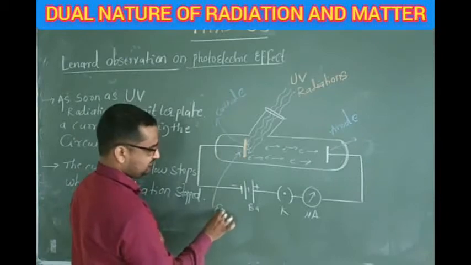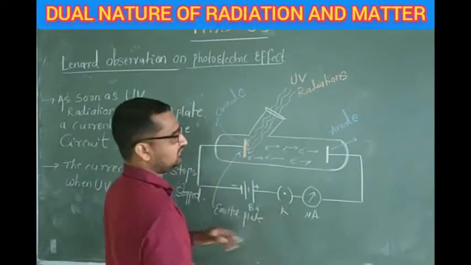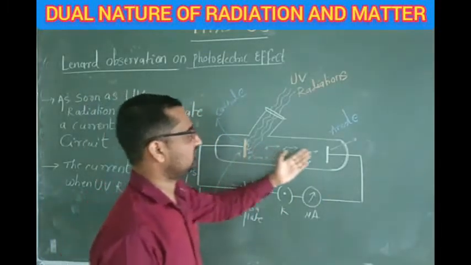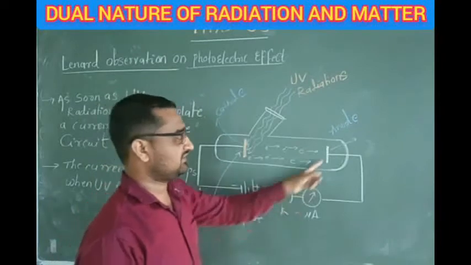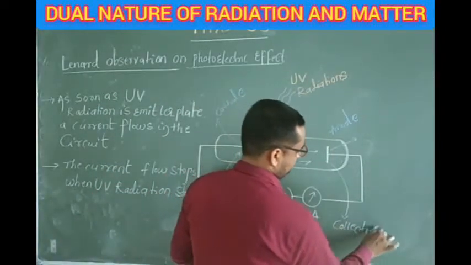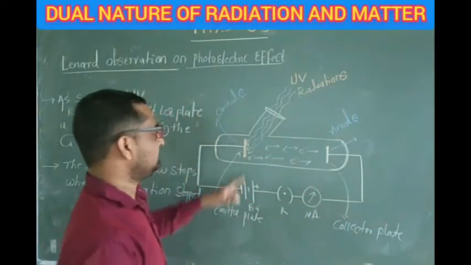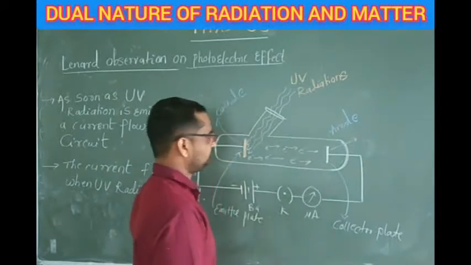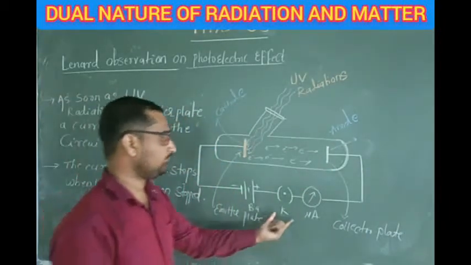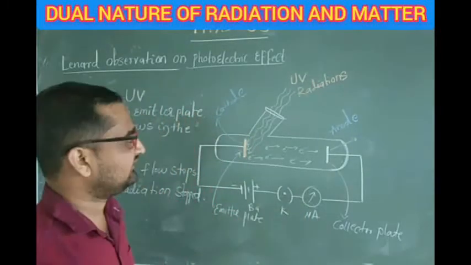The emitter plate. And this is the anode. The emitter plate acts as the cathode and this is the anode, which is also called the collector plate, which collects the electrons. And this cathode and anode are connected to a battery through a key and a microammeter to note down the current.